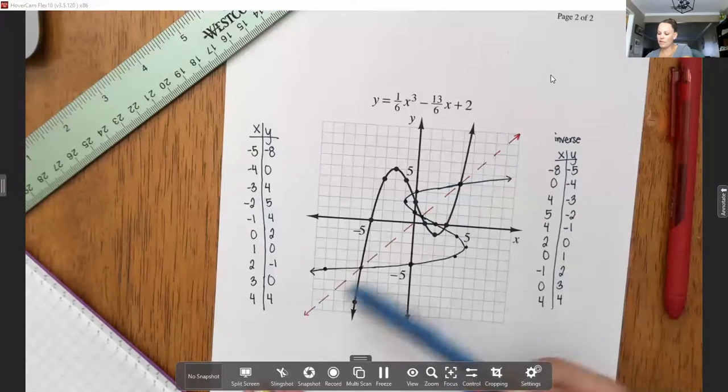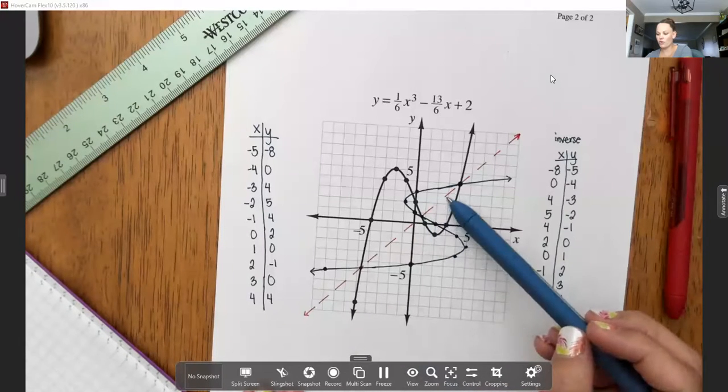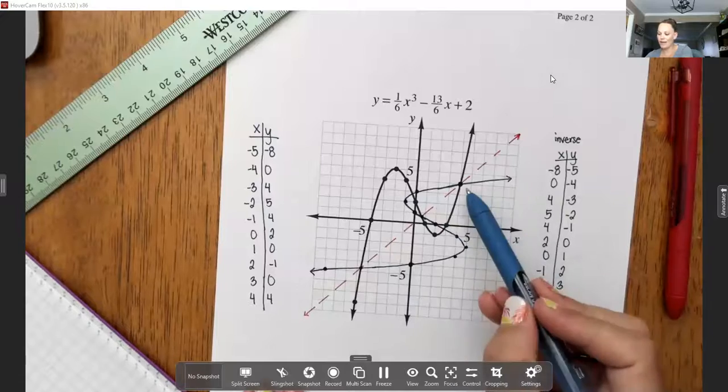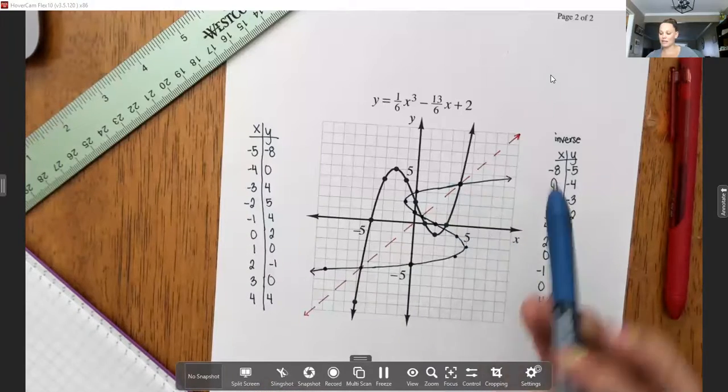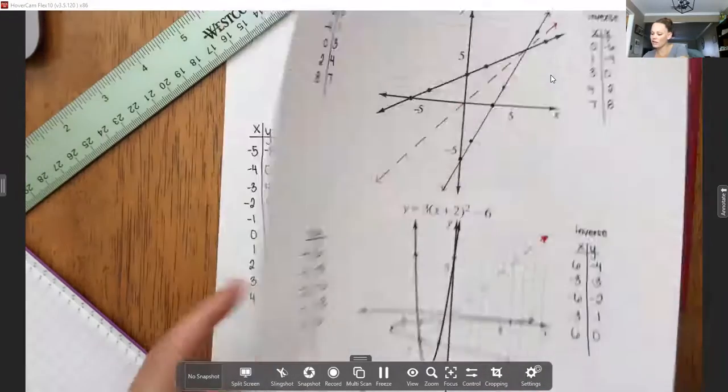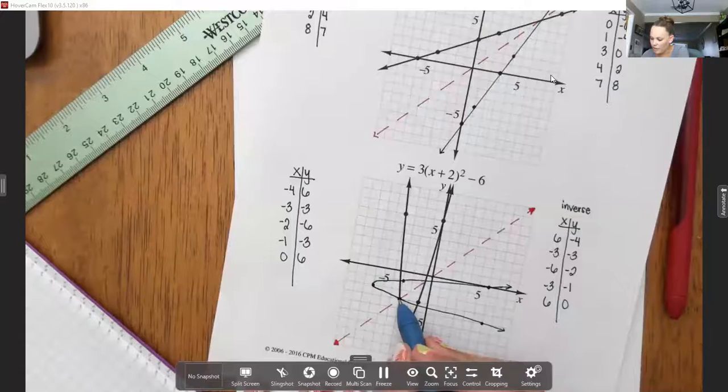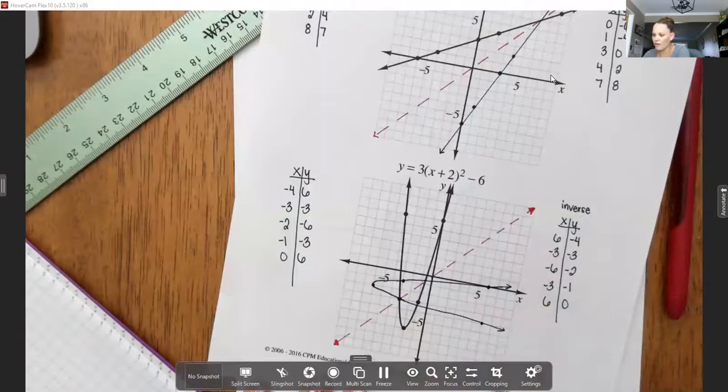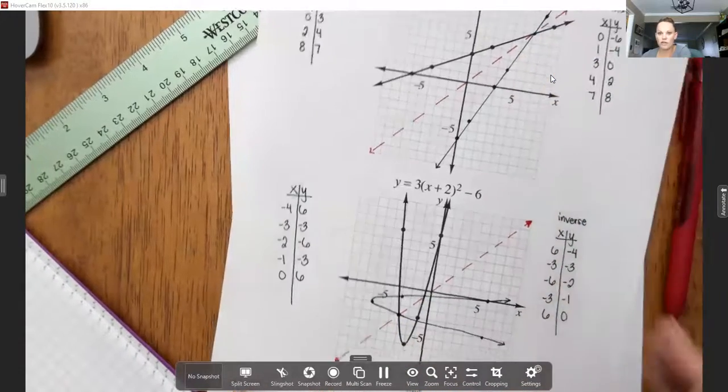Again, the line of symmetry goes through 0, 0, 1, 1, 2, 2, 3, 3, all of those. If the point is the same for a function and its inverse, it's on the line of symmetry, like here and here, here on the first one.